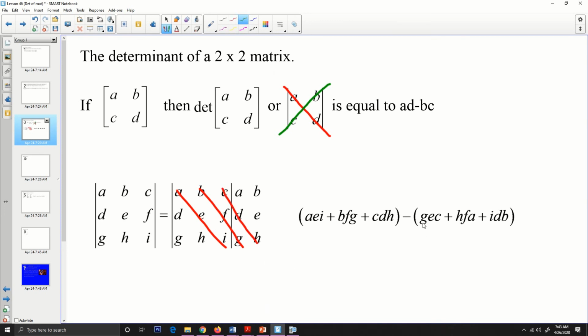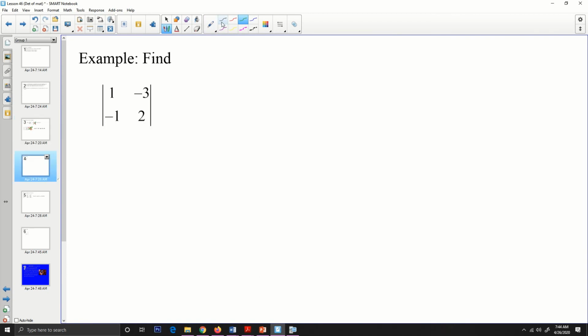And then when we go to subtract, we're going to get these three: G, E, C is right there; H, F, A is right there; I, D, B is right there. So we're going to multiply down the diagonals and add those together. We're going to multiply up the diagonals, add those together, and then we'll subtract. All right, so let's take a look at one.